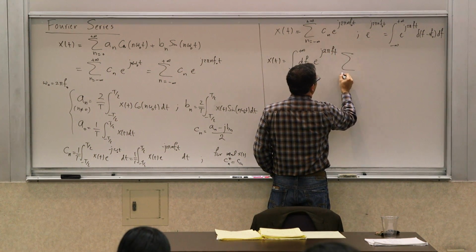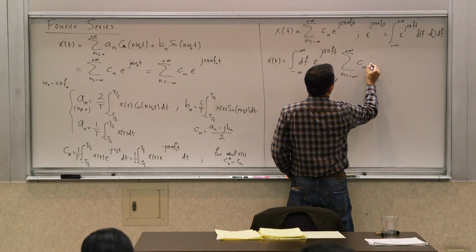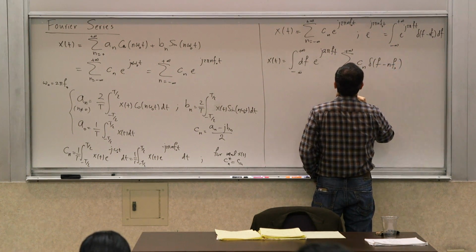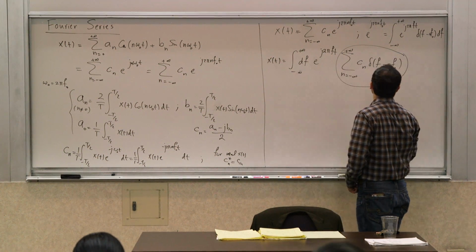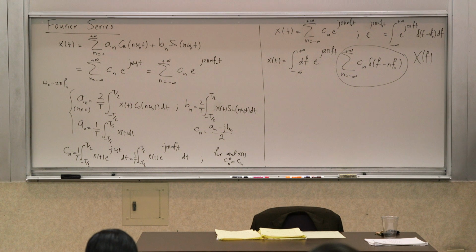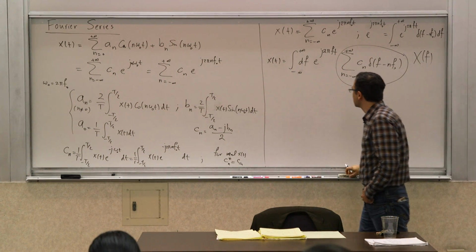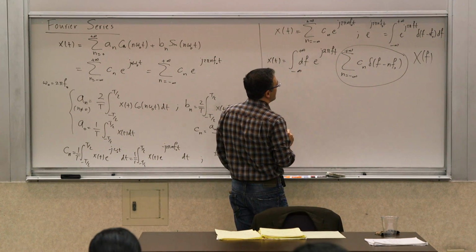And then what is left is going to be a function of n, which is Cn delta of f minus nf naught. And what we did is that we said, okay, look, this whole thing, we called it capital X of f, and we'll see this is just the Fourier transform. But what does this represent? What's the meaning of this thing? Let's look at it a little bit more carefully to see what that means to us.